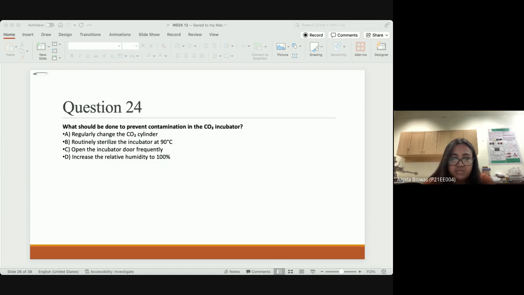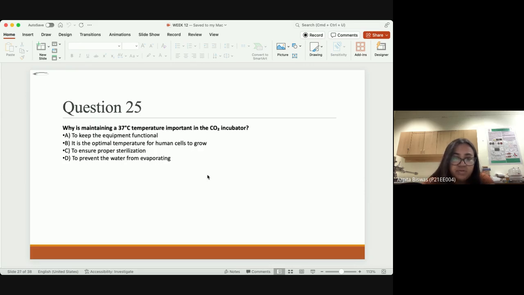So the right option is to routinely sterilize the incubator at 90 degrees centigrade. So next, move to question number 25.